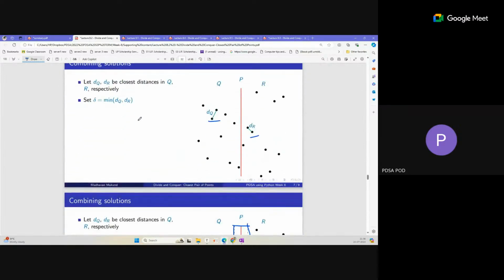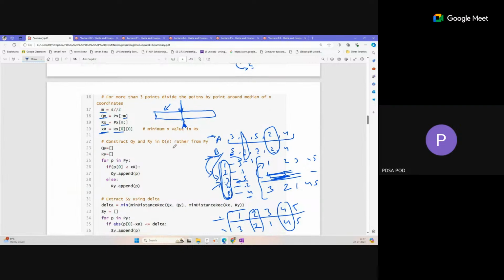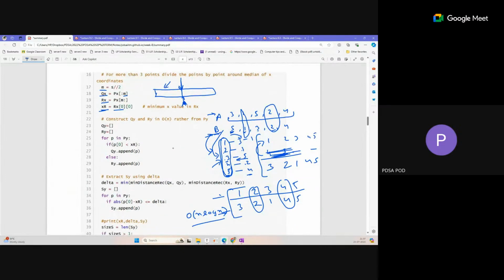So first thing, we have all the points, and all points are sorted. Suppose if you just look from this side, this is coming first, this is coming second, third, like this. So among all the points, you pick the middle point and separate the points. This is coming in the Q and this is coming in the R. In this way we are dividing the problem in the code, and we construct Qy, Ry in order of n from Py. So we have divided it like this.